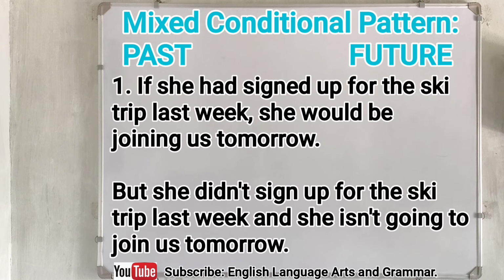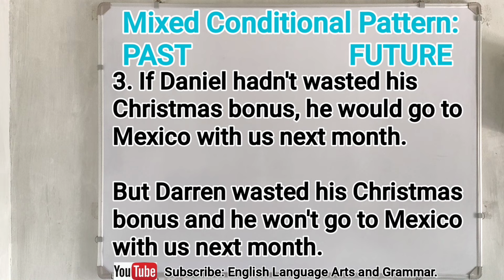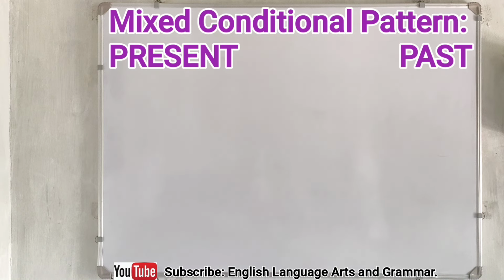Example 1. If she had signed up for the Sky trip last week, she would be joining us tomorrow. Example 2. If Mark had gotten the job instead of Joy, he would be moving to America. Example 3. If Daniel hadn't wasted his Christmas bonus, he would go to Mexico with us next month. Some examples by using present and the past.